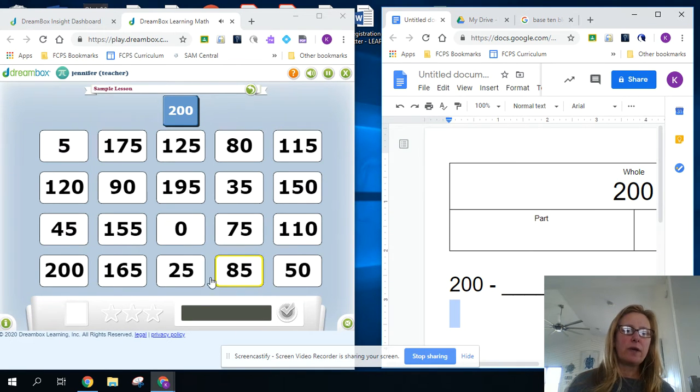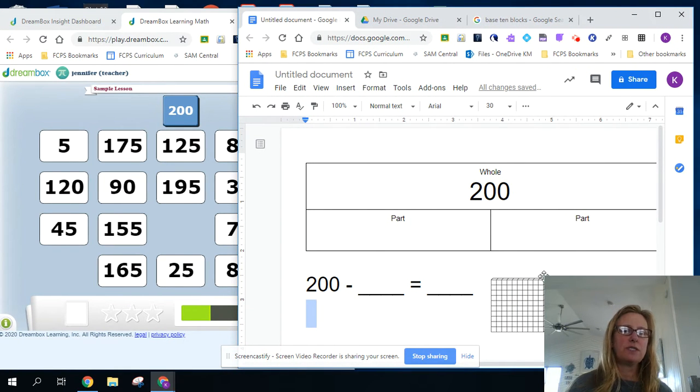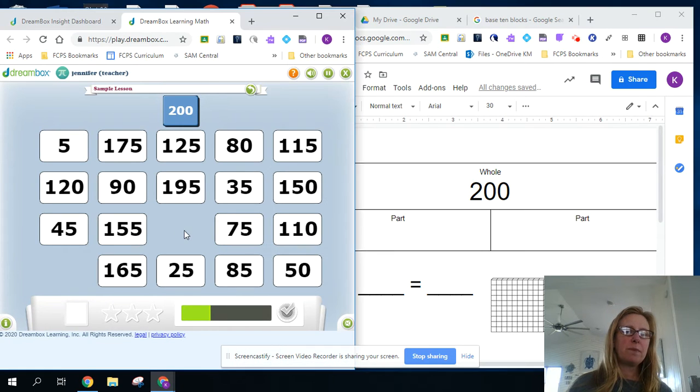I'm going to start with the easy one first. I know 200 plus 0 equals 200. That's the easy one. Now I'm going to show you how I can use this model to help me solve for another one. I see that I'm trying to make 200. I'm going to pick one of these numbers for my first part. What should I pick? How about I choose 150?